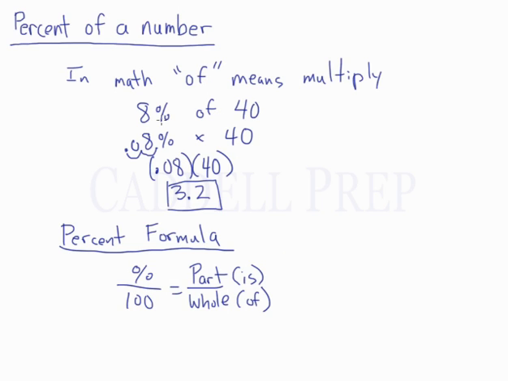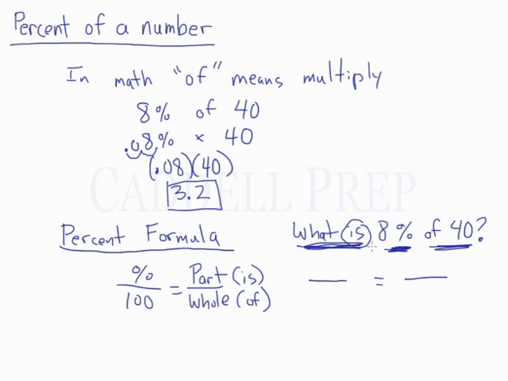So let's look at the same example. We want to find 8% of 40. So the question might be, what is 8% of 40? So the question is, what is? That means we're looking for "is". Okay, we have 8% and of 40. So let's just use this formula. The 8% goes where the percent goes. So that's 8 over 100 equals part over whole. The part goes along with "is". And the question is, what is? So that's the unknown. 8% of 40. The whole is "of". So 40 would go here.